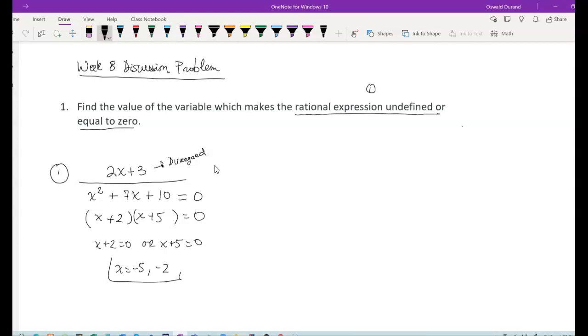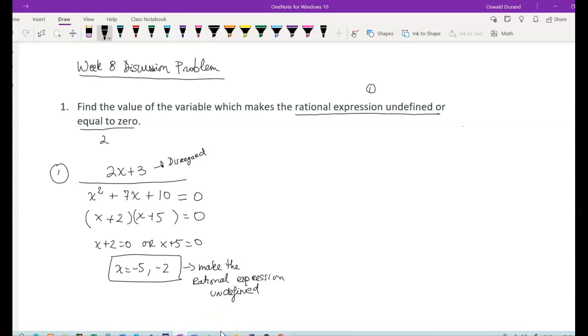Okay, so these two values make the rational expression undefined. Okay, all right, so that's part one.